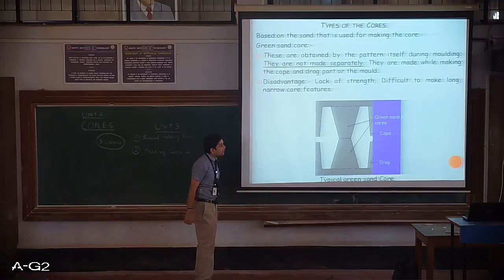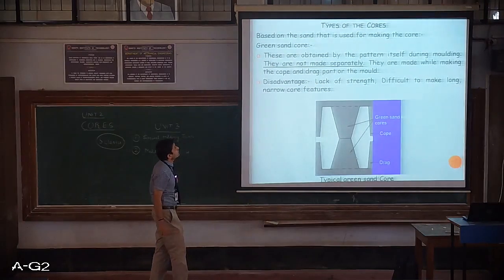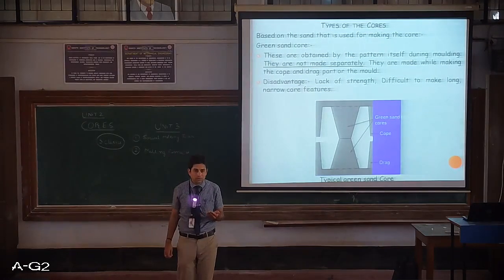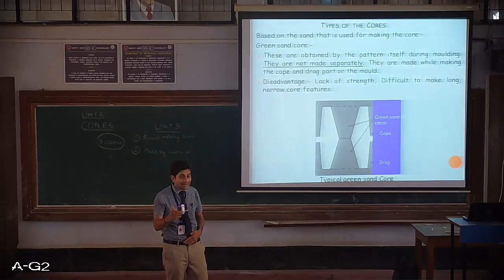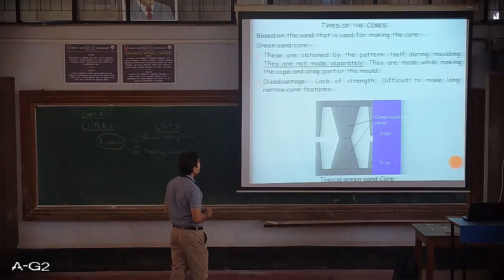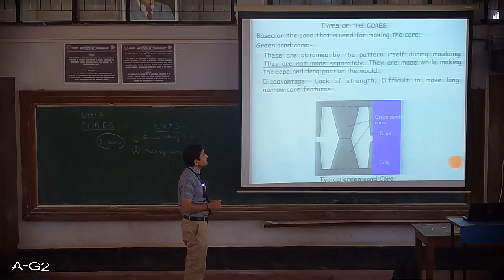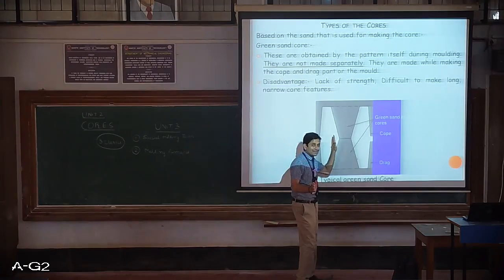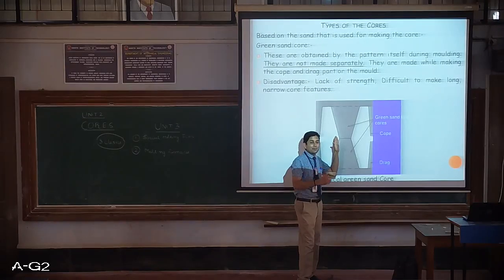Let's go ahead with the lines that are written. Based on the sand that is used for making the core, we have two types. One is green sand core and the other is dry sand core. Coming to the green sand core, these are obtained by the pattern itself during molding. They are not made separately. If you are not making the cores separately and putting them inside the mold cavity, then it is called green sand core.